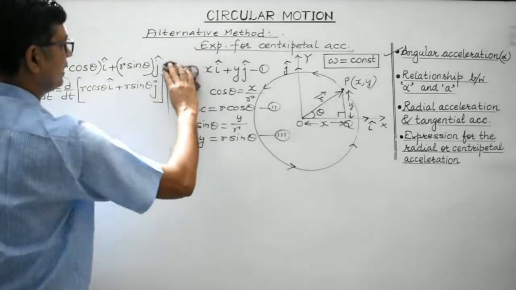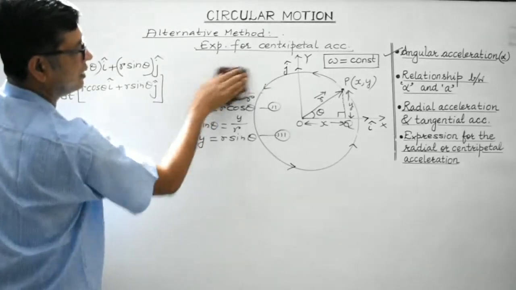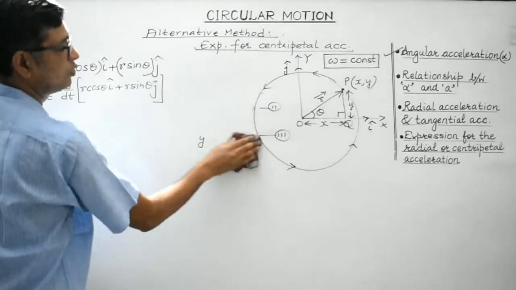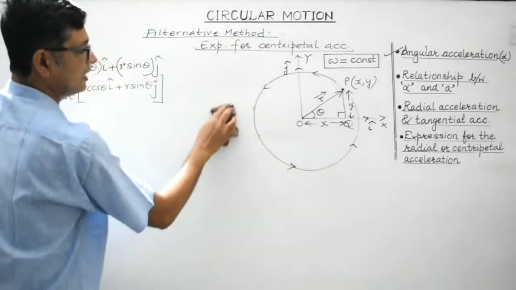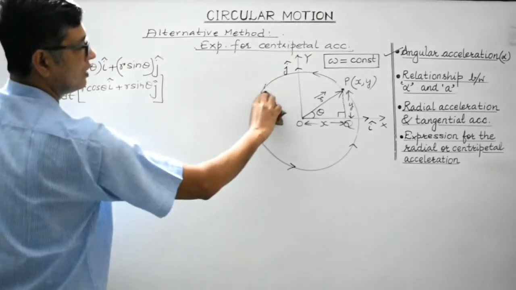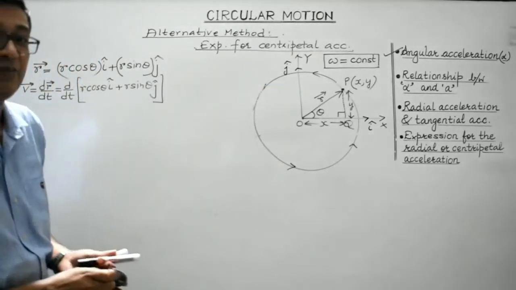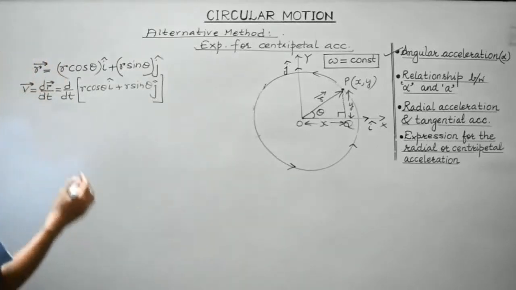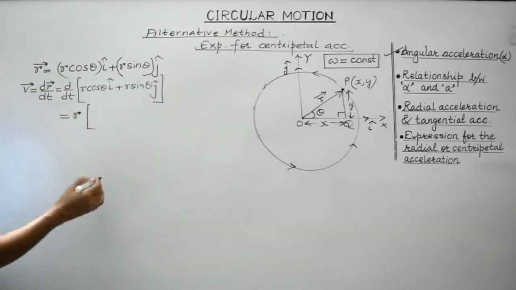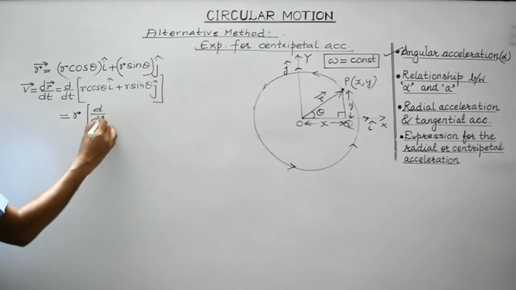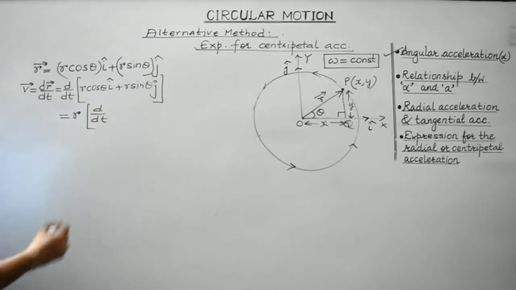R can be taken as common, and then we can make use of the formulas for differentiation. Differentiation of sin theta is cos theta, while the differentiation of cos theta is minus sin theta, right? So what we get is r can be taken as common. So it is d by dt of cos theta.